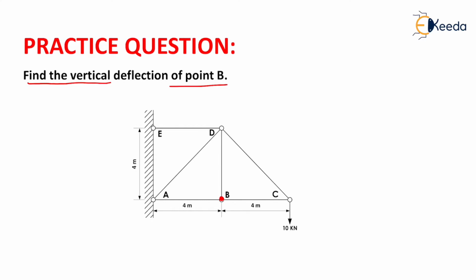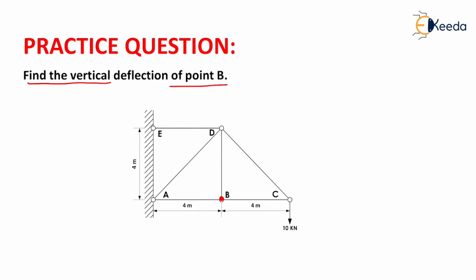Now a truss is shown in which the joint C is subjected to a 10 kN load in the downward direction. The length of members AB and BC is equal to 4 meters. Similarly, the length of member AE is also equal to 4 meters. Now we need to determine the deflection of point B.